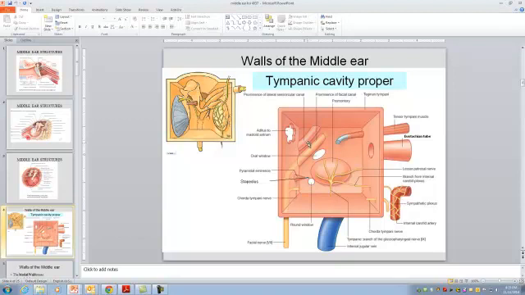Any other middle ear stuff? I've got the physics of sound PowerPoint called up. I've got the outer ear one. I've got inner ear anatomy. I've got inner ear physiology all ready to go if you have questions from any of those areas.